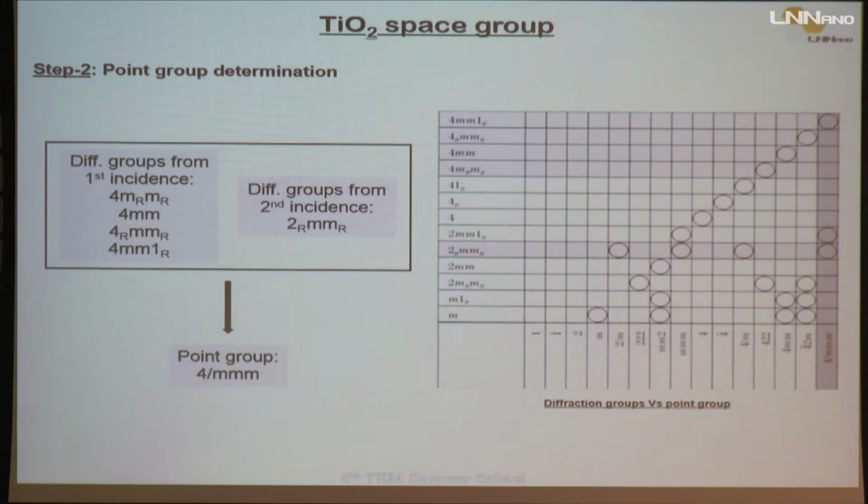So from the first incidence, we have 4 possible diffraction groups, and from the second incidence, we have one particular diffraction group. Based upon those two, this is a diffraction group and this is a point group, and going through here, I can have 4mm1R here. So based on this, I can have the point group as 4/mm. In this way, just reducing the possible options of your diffraction group, we finally come to a particular point group for your sample.